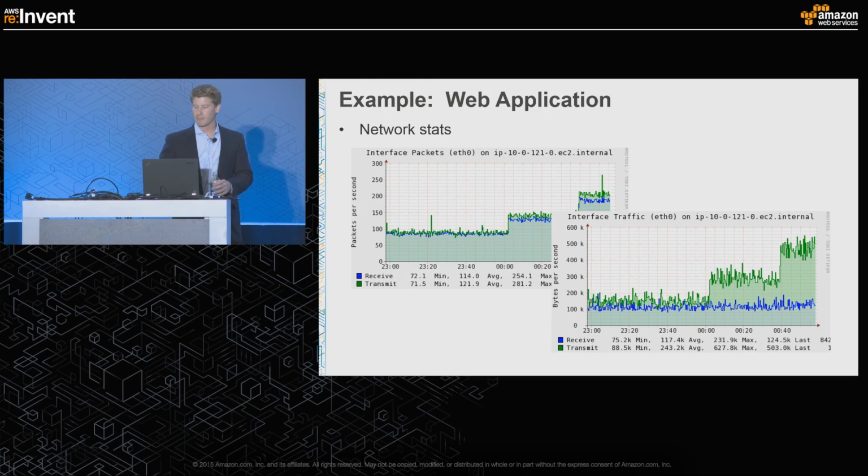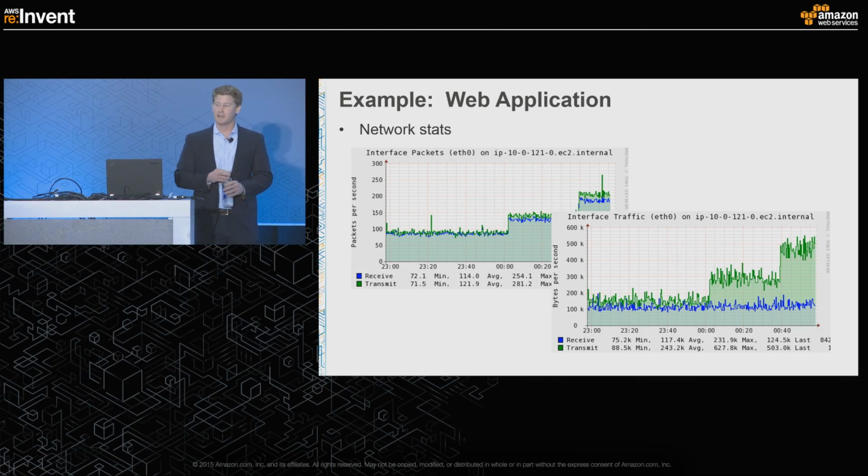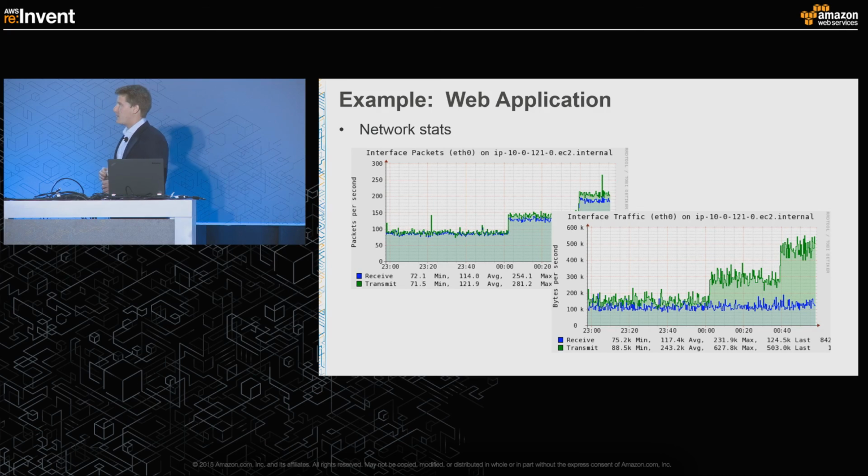And then we look at network stats. You've got packets per second, and you've got bytes transferred. And again, you can see the load increasing over time like we would expect, but we're driving a really low number of packets per second receive and transmit, and we're not saturating our network.